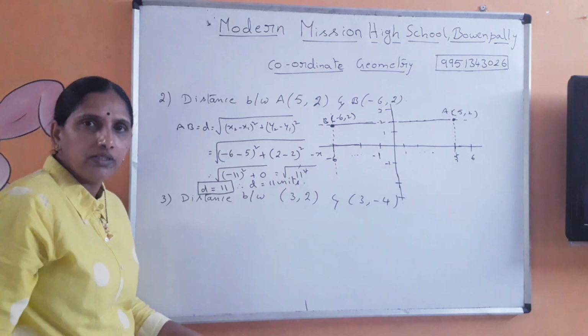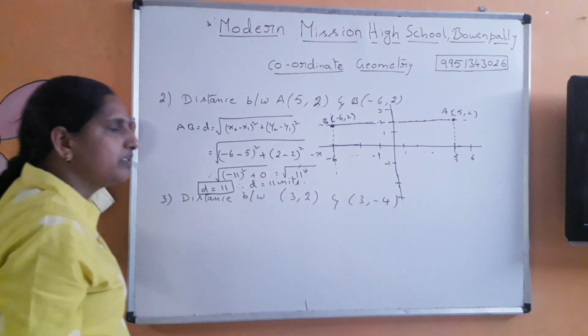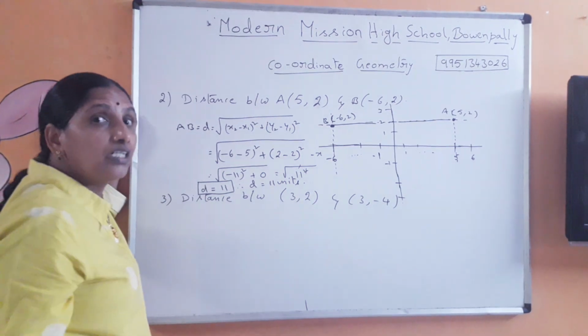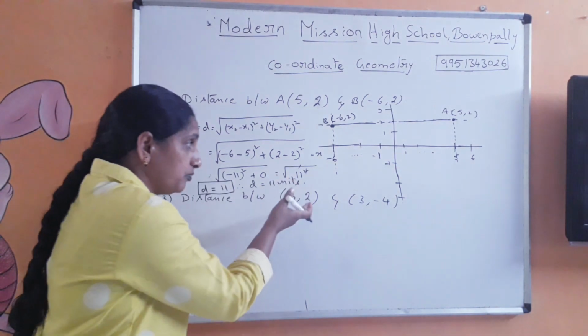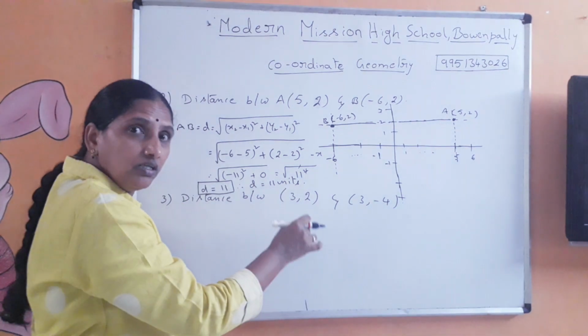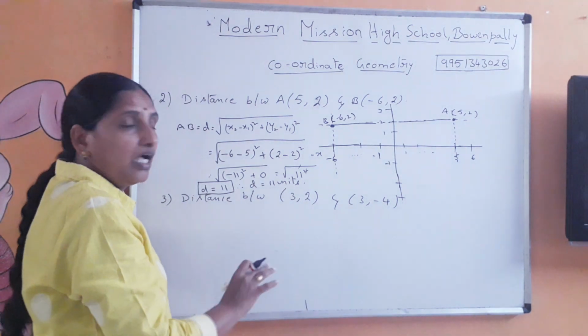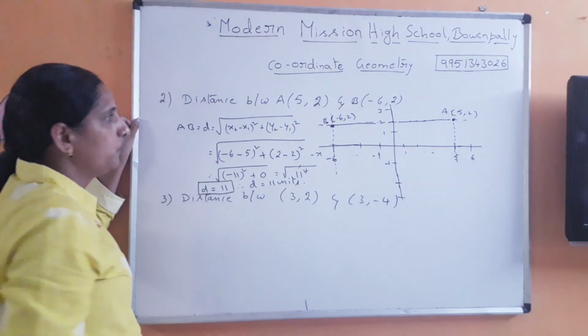Alright, let us do this one here. Find the distance between 3, 2 and 3, minus 4. Children who can do it by themselves in all these 3 methods, you can pause the video here itself and work it out in your notebook. And those who need my help, please continue with the video.